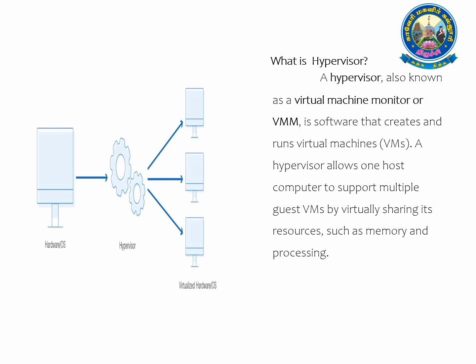Okay, then you can see the diagram on the left side: hardware OS, intermediate hypervisor, and virtual hardware OS. Hardware OS means there is one, and you can split it into multiple hardware OSs with the help of the hypervisor.